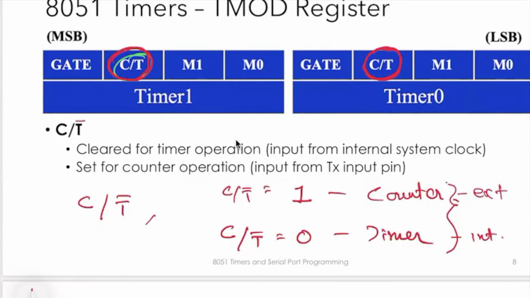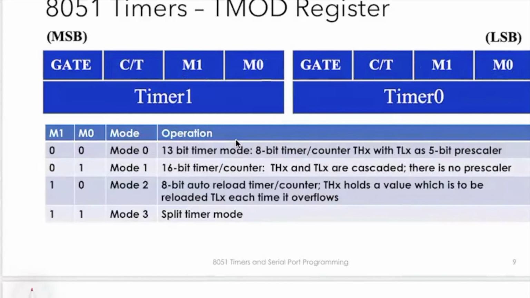And then we have 2 bits M1 and M0. So this M1 and M0 determines what mode this timer should work. Since there are 2 bits M1 and M0, there are 4 possible combinations. So those 4 possible combinations are written here. M1, M0: if it is 0 0, it is mode 0, 0 1 is mode 1, then mode 2, and mode 3. In mode 0 it is a 13-bit timer, and mode 1 is a 16-bit timer. Mode 2 is an 8-bit but auto reload, and mode 3 is a split timer. So these are the 4 different modes.